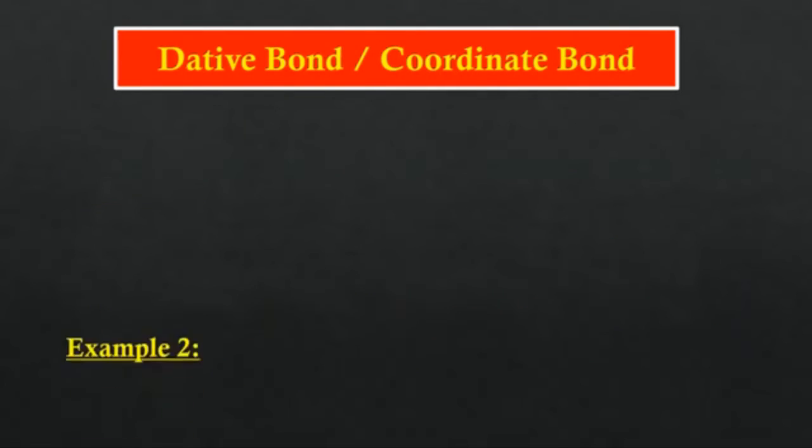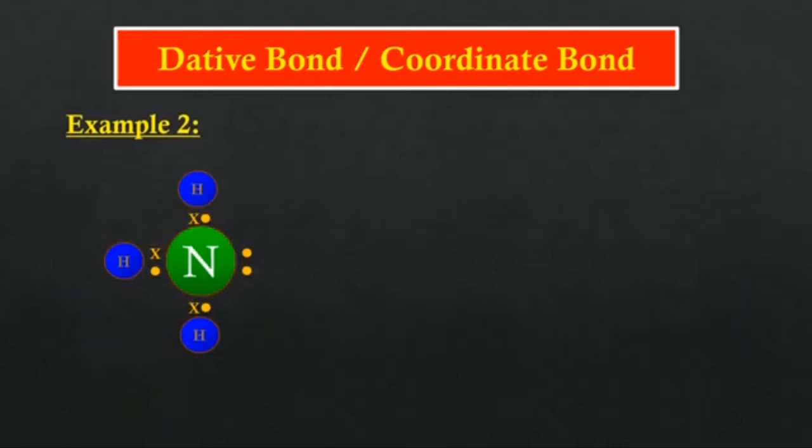Example 2, we talk about ammonia. In the ammonia molecule, the nitrogen atom achieves octet electron arrangement and the hydrogen atom achieves stable duplet electron arrangement. Hydrogen ions do not have any electrons in the shell. The lone pair of electrons that are not involved in the covalent bond in the ammonia molecule will be shared with hydrogen ions through the formation of a dative bond.